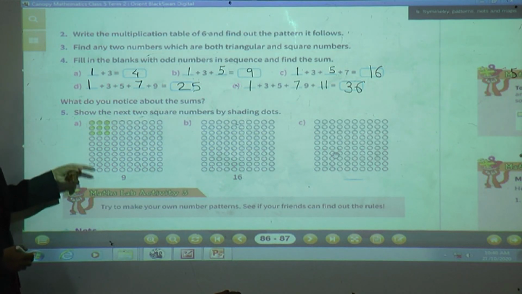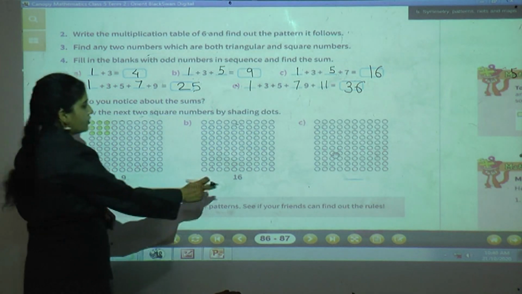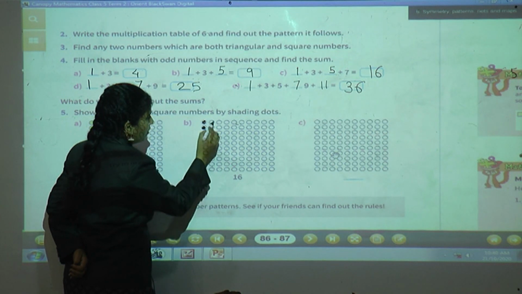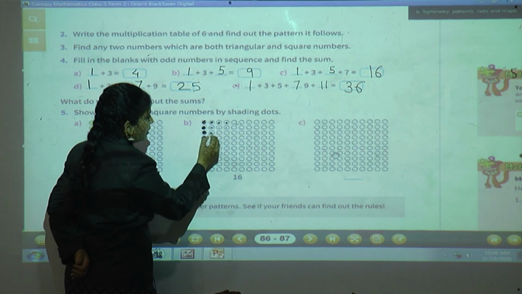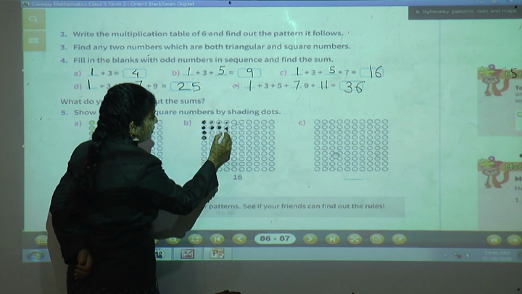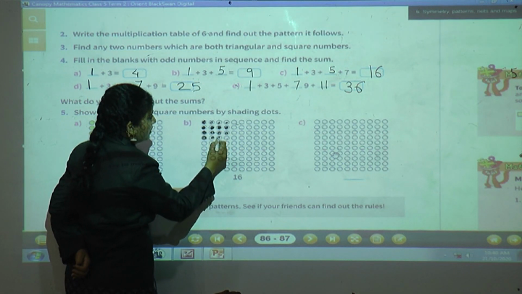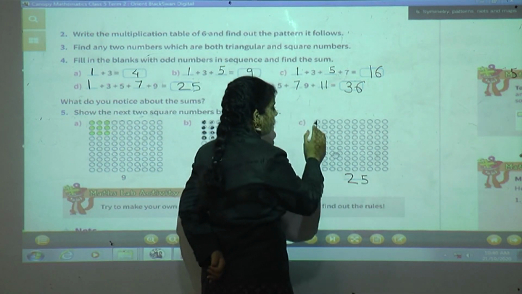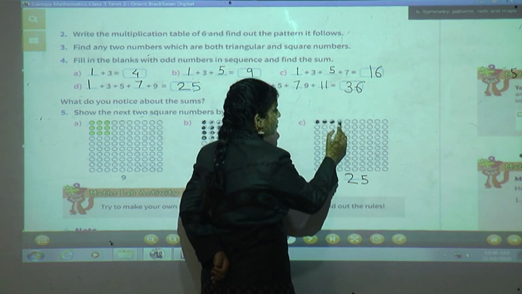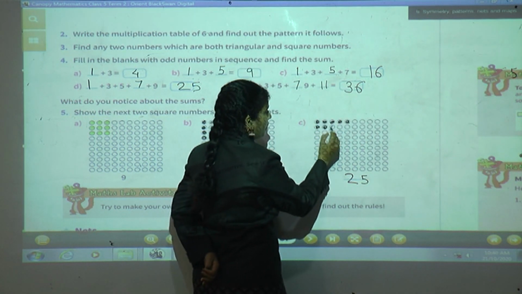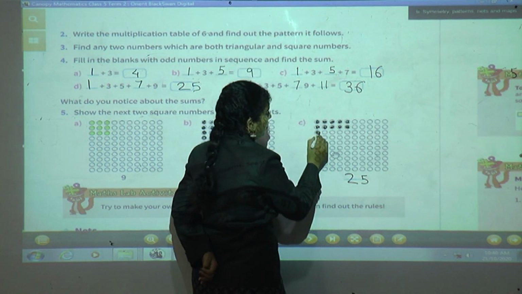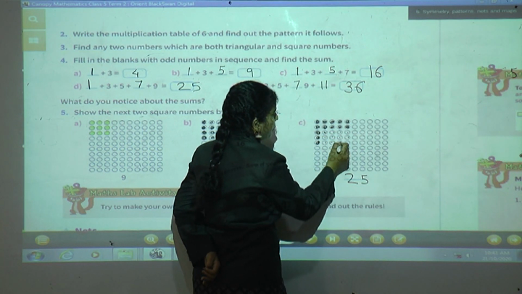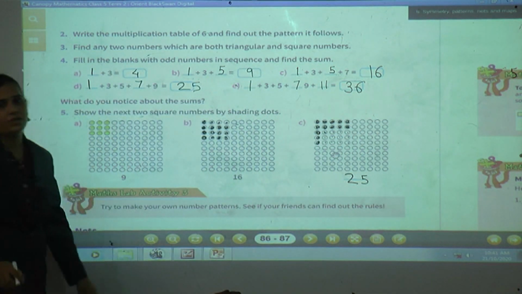Here see, here they have solved one example, so we can show 16. How? So 4 columns and 4 rows we can shade, we can color. So in this way 4 multiplied by 4, 16 will come, and here 25, square of 5. So shade 5 dots, color column and rows of 5. So here you will get square of 5, 25.